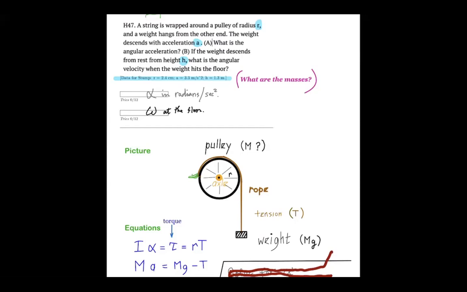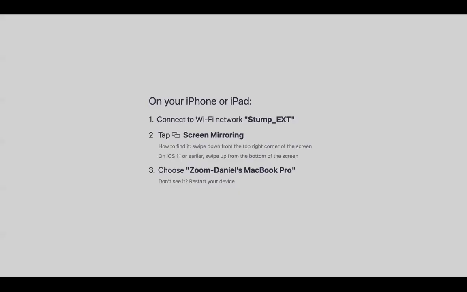So we draw a picture, and we label it. We don't label it with the numbers given in the problem, we label it with the symbols, like the radius of the pulley is R. The mass of the weight is m, and the weight is mg. It doesn't tell you the mass of the pulley, so the mass of the pulley is not given. It does tell you what the mass of the weight is.